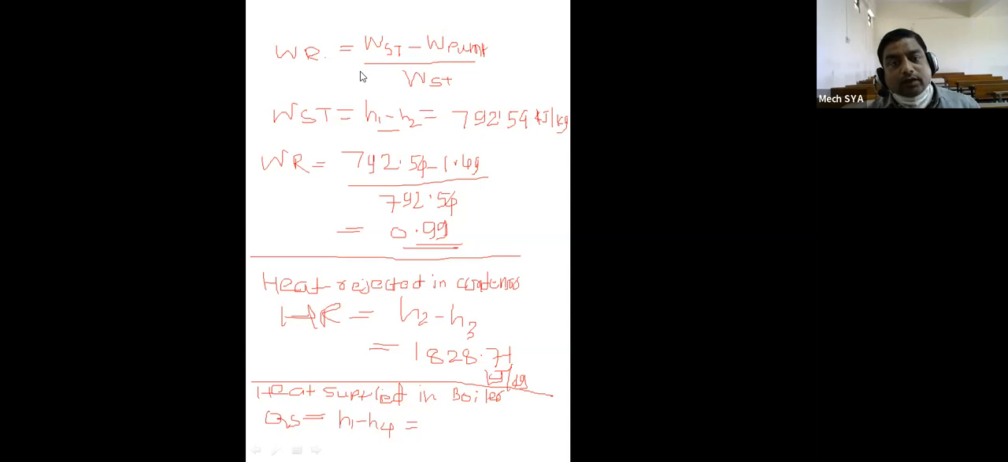2619.76 kilojoule per kg. This is the heat supplied in the boiler. Everyone understand? Please write, copy it. I am giving time to you, 2 minutes I will give. Understood? Anybody having problem up to this?